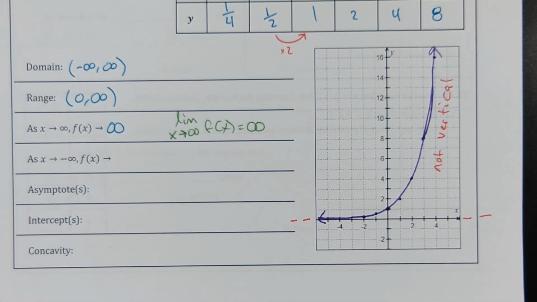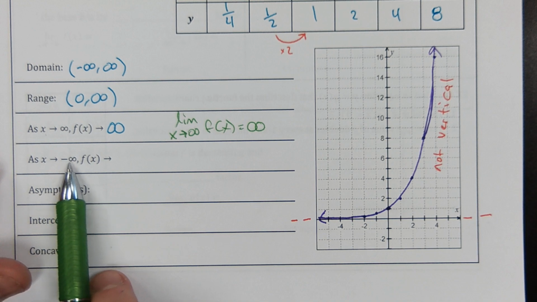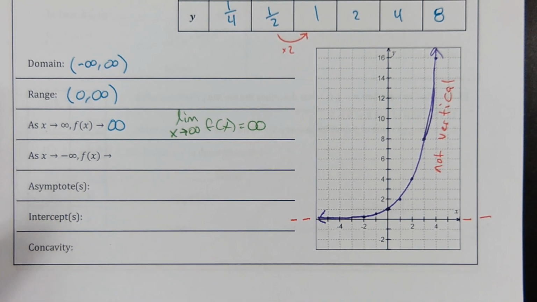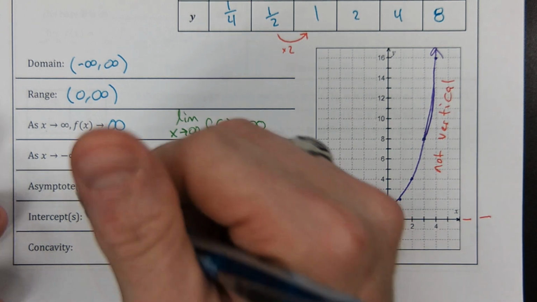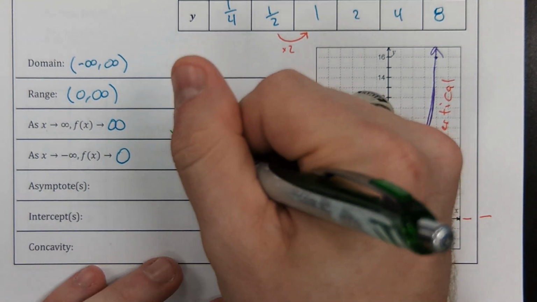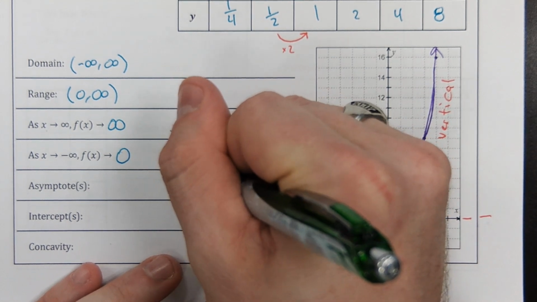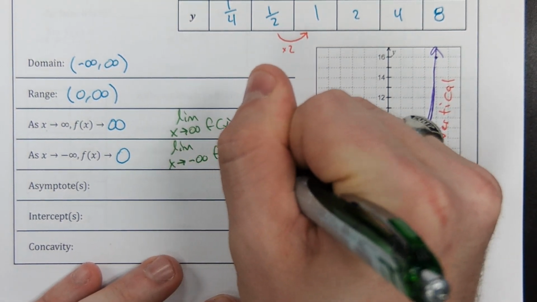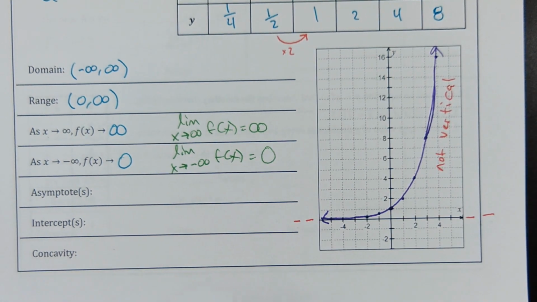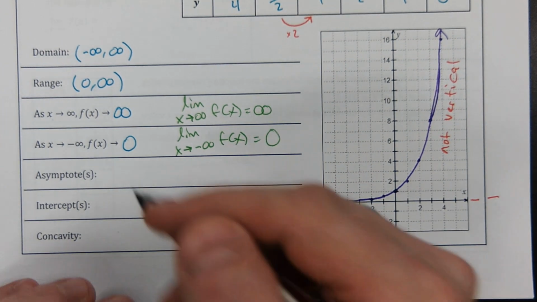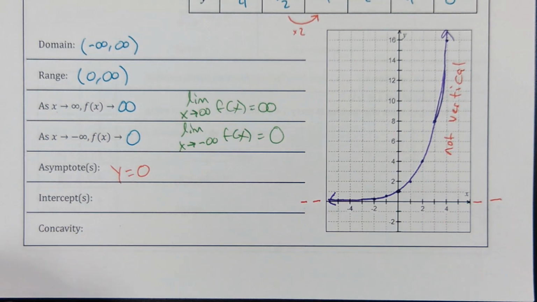And you can see my purple curve. As x goes to the far left, my y values are going to head towards 0, the horizontal asymptote. So the limit as x approaches negative infinity of f of x is 0. The definition of a horizontal asymptote: the limit as x heads towards one of the infinities equals a number. That is the true definition of a horizontal asymptote. The only asymptote we have is the horizontal one.